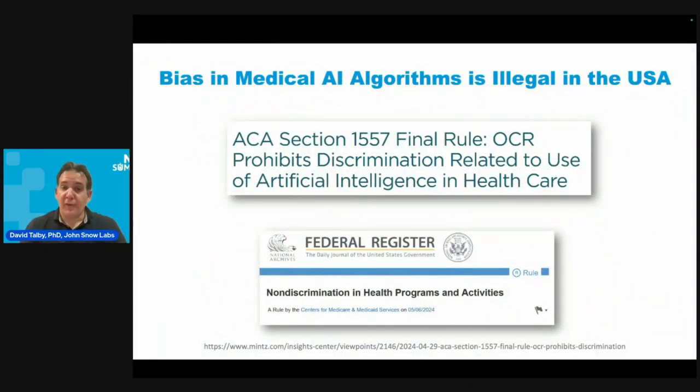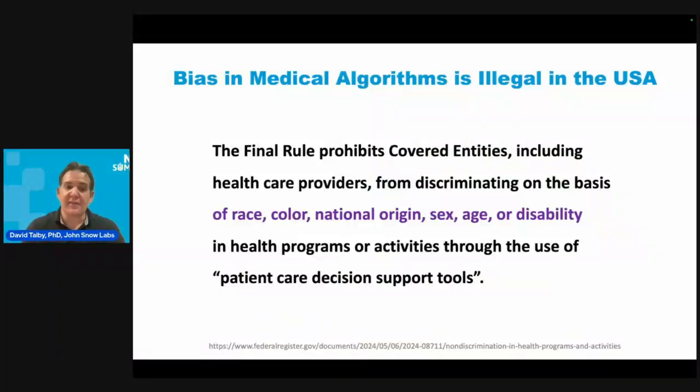So, first of all, bias is one of those areas that legislators have already tackled in quite a few industries. For example, bias in medical AI algorithms is now explicitly illegal in the USA. The ACA Section 1557 became law in June, and among other things, it prohibits covered entities, which means basically everyone who provides healthcare to people, from discriminating on the basis of race, color, national origin, sex, age, or disability.